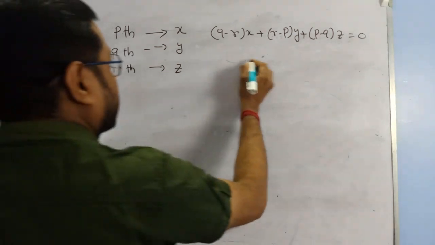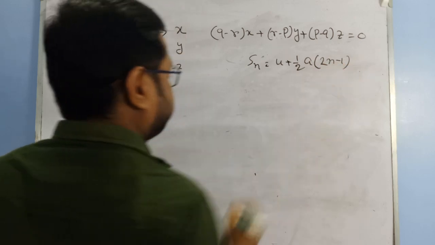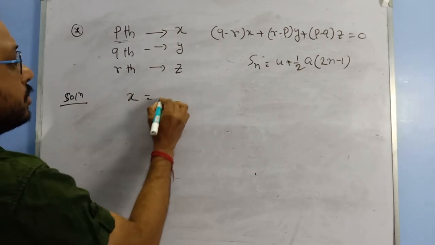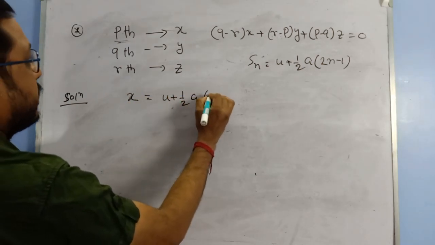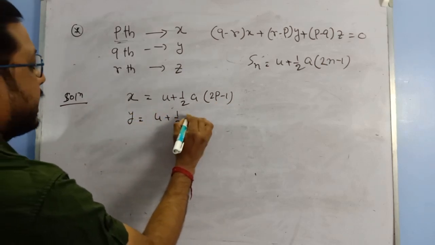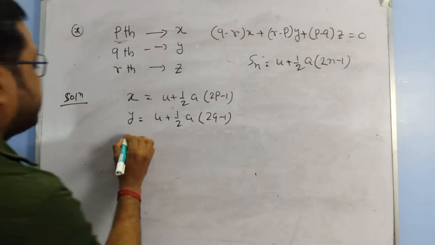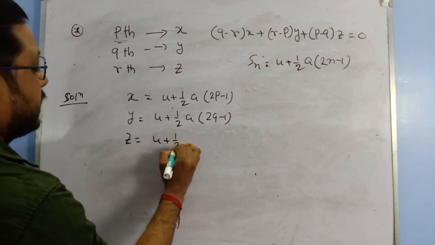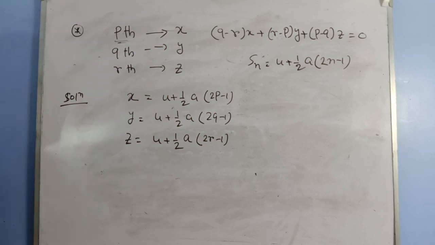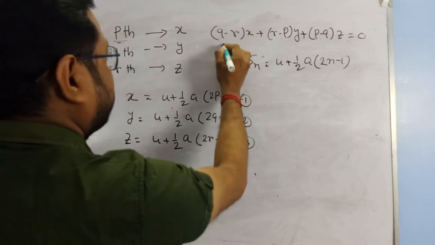We know that Sn equal to u plus half of a into twice n minus 1. So in pth second, the distance is x. So we can write x equal to u plus half of a into 2p minus 1. Y equal to u plus half of a into 2q minus 1, as the particle goes with uniform acceleration, and z equal to u plus half of a into twice r minus 1. 50% work is done. These are equation number 1, equation number 2 and 3. Now look at the proof.